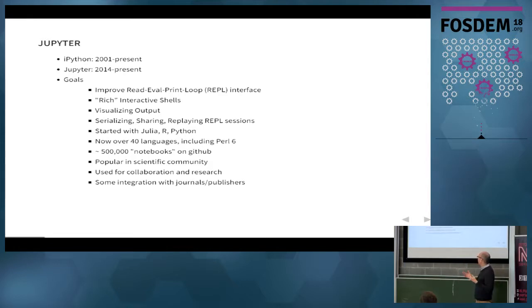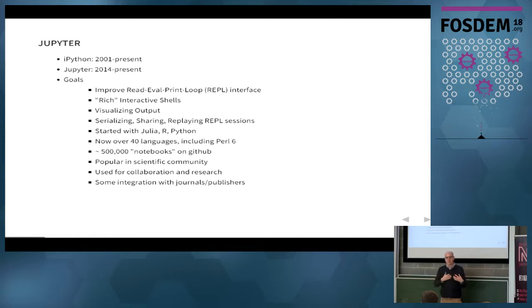When IPython became Jupyter, part of the reason it was called Jupyter was because they were focusing on three main languages: Julia, R, and Python. And in fact, just a couple of hours ago, I went down to the data science track, and there was a talk about Julia, and they were using a Jupyter notebook. So it's pretty popular. There are about 500,000 of them on GitHub, as a statistic I read somewhere. They support about 40 languages, and now Perl 6 too, obviously. And they're very popular in the scientific community.